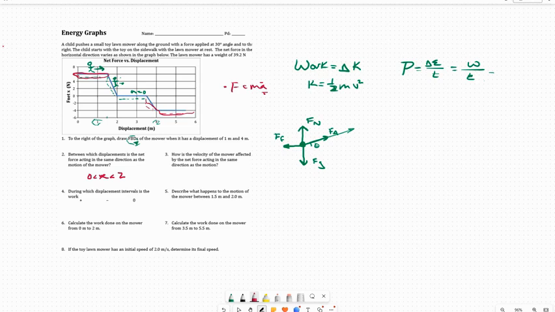Here's the part where I want to talk a little bit more, though. During which displacement intervals is the work positive, negative, 0? There's an easier way to do this than what we just said. We could talk all about force and the displacement, but if you remember, force times displacement is how we figure out work. But in reality, work is the integral of force relative to displacement.